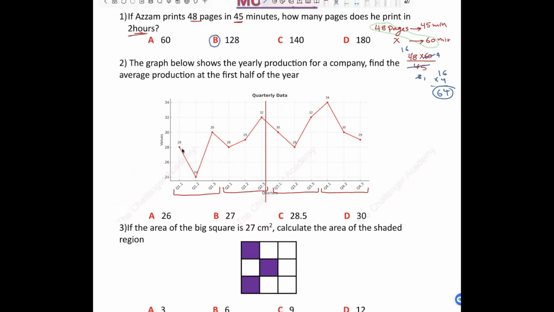And you know that the mean is the sum of the values over their number. So 1, 2, 3, 4, 5, 6. I will add the 6 values together, then divide by 6. It will be 171 divided by 6, which equals 28.5. The answer is C.